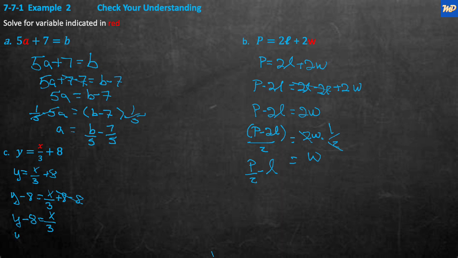I'm going to multiply each side by 3, the reciprocal of 1 over 3. Y times 3 minus 8 times 3 is 24, is equal to X. So I'm writing here, X equals 3Y minus 24. Okay?